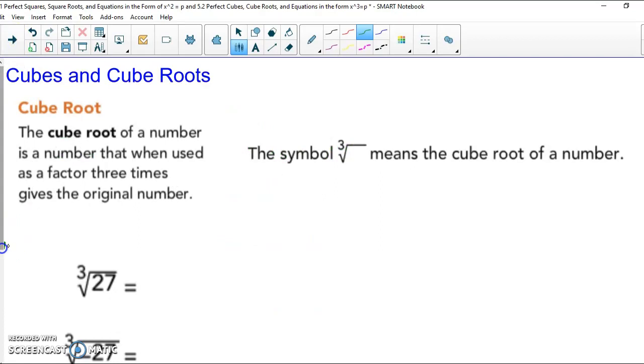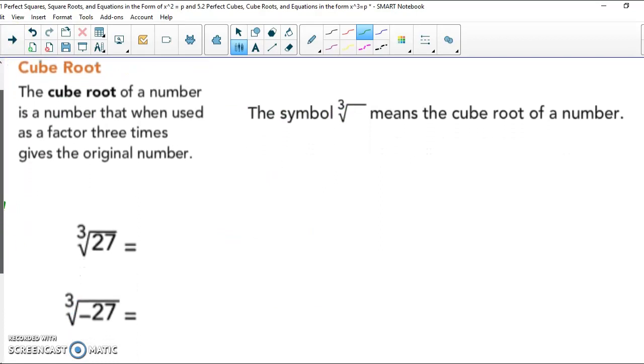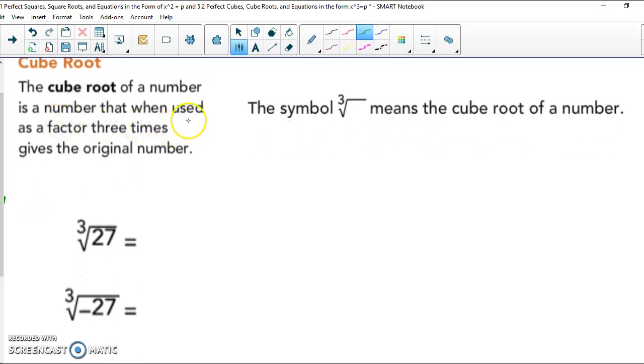So on the opposite end then, if a cube root is a number that when used as a factor 3 times, it gives the original number, then I'm doing the same thing I did with square roots, except this time you'll notice my symbol has the little 3 here in the groove to show me that I'm taking the cube root, not the square root.